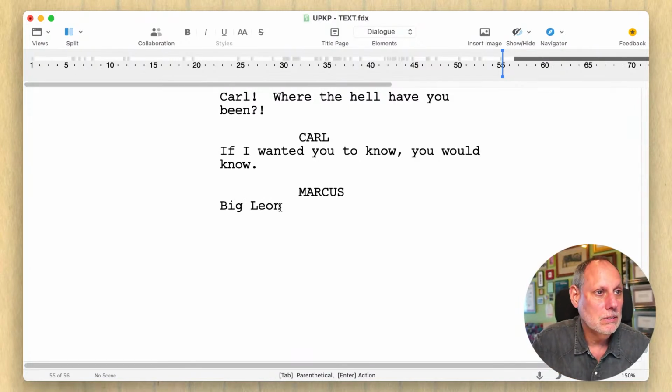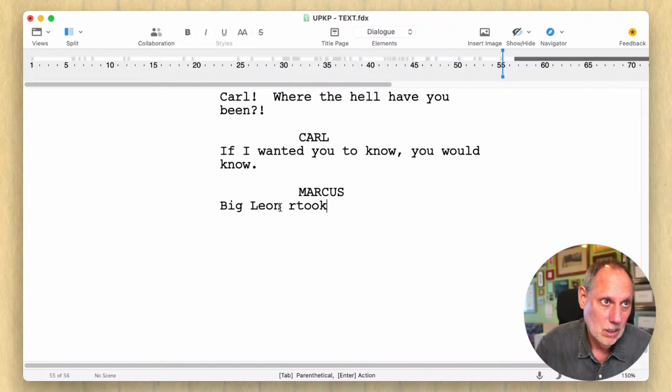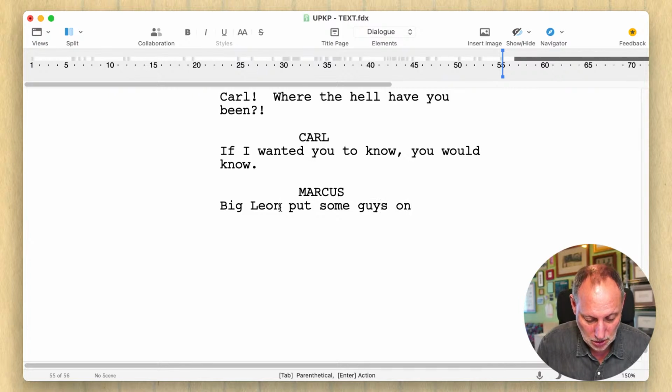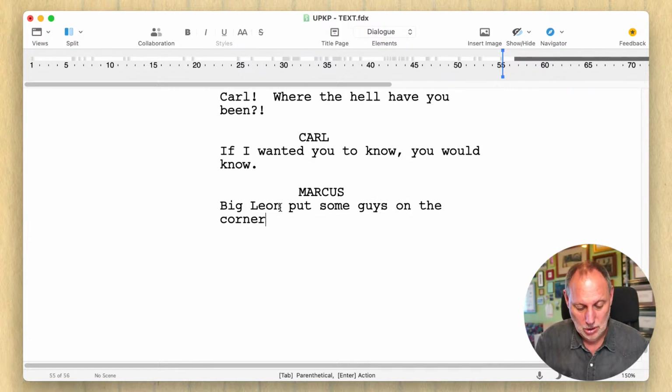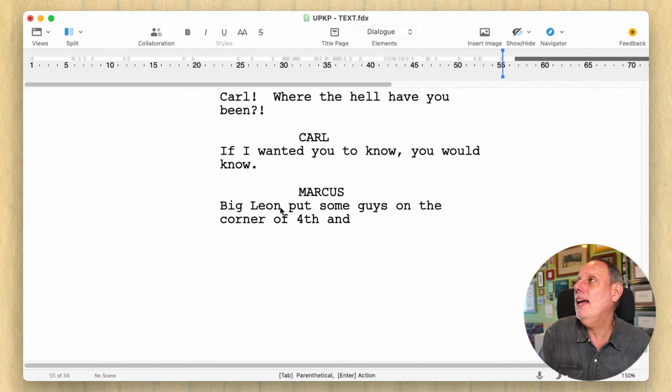Big Leon. Big Leon put some guys on the corner of 4th and, what? 4th and River.